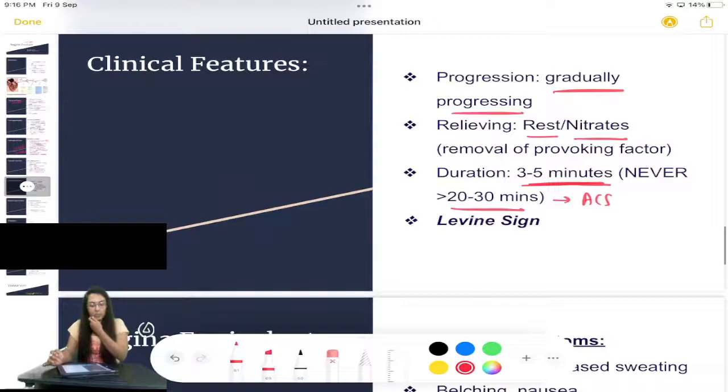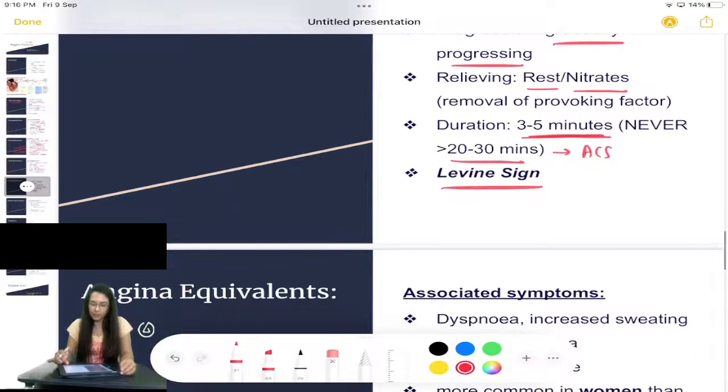One sign I wanted to discuss is the Levine sign. Levine sign is the patient describing chest pain with the fist in the middle of the chest, over the sternum. So this is called the Levine sign.